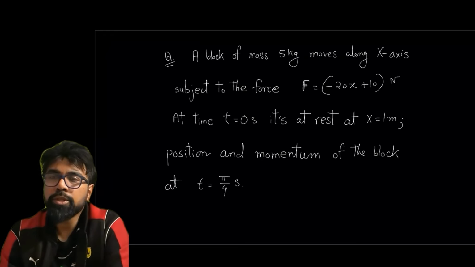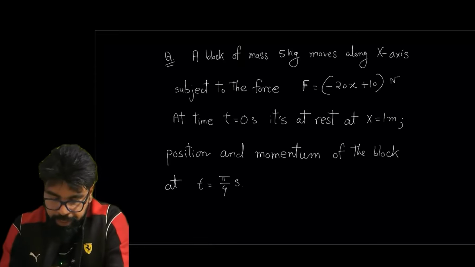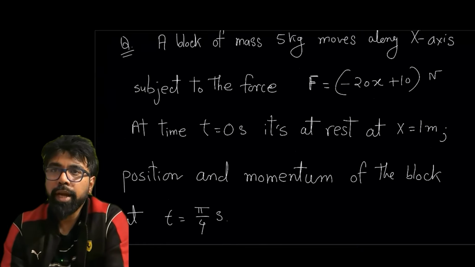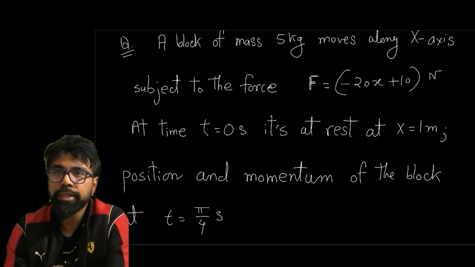Hi students, today we'll solve a very interesting problem from SHM. The question says that there is a block of mass 5 kg moving along the x-axis under the action of a force given by the equation F = -20x + 10 Newton, and it is at rest at t = 0 at x = 1 meter. So that's a coordinate that is given.